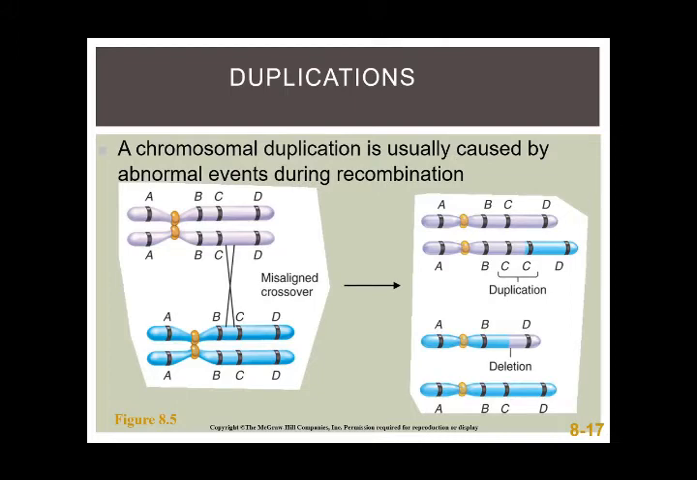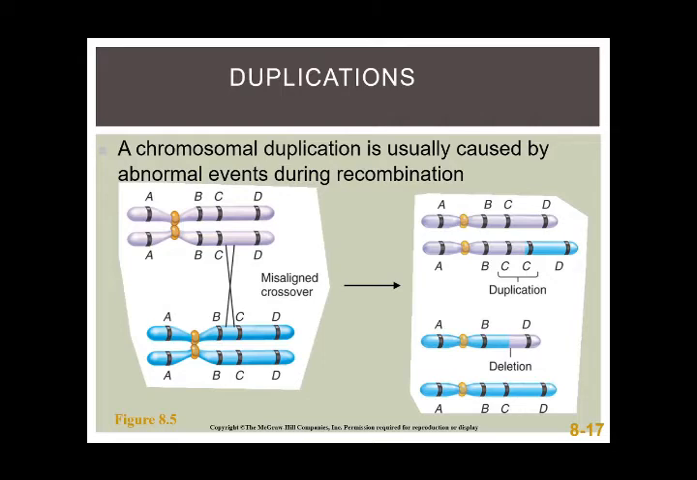Duplications. Chromosomal duplication is usually caused by abnormal events during recombination. You have A, B, C, D, A, B, C, D. Usually during recombination, two chromosomes which are homologs are supposed to exchange their parts so that we can have genetic material swapping. But the thing is, even during these homologous chromosomes bivalence, there might be errors. For example, misaligned crossover. Usually, the same alleles would cross over and align with each other, B with B, A with A, C with C.